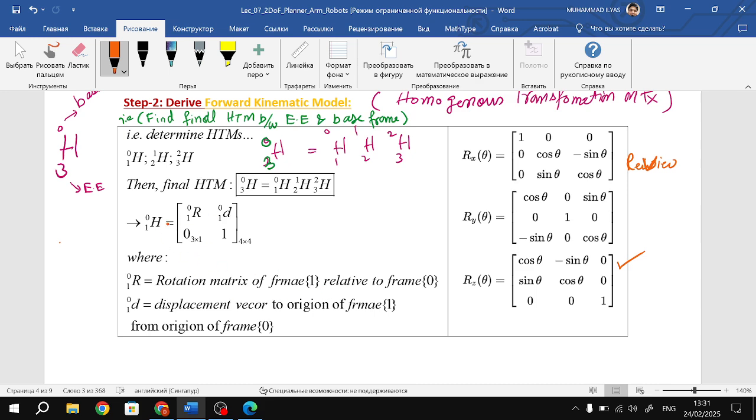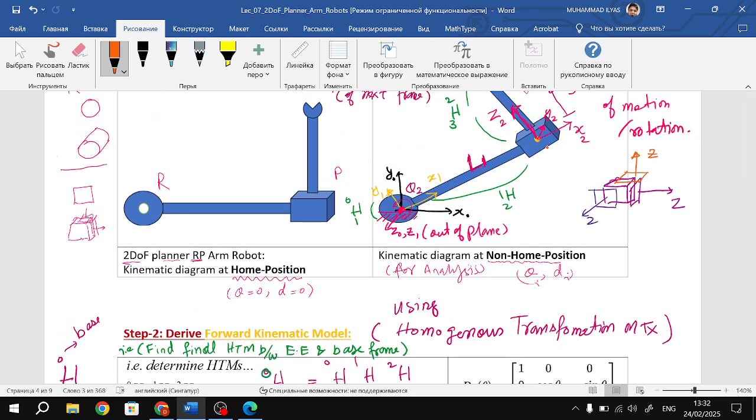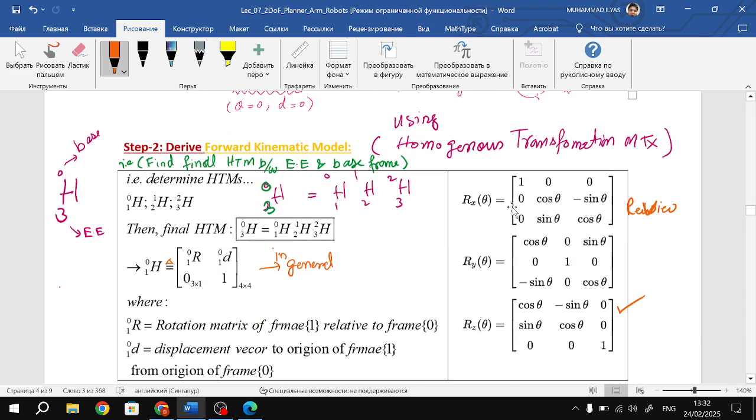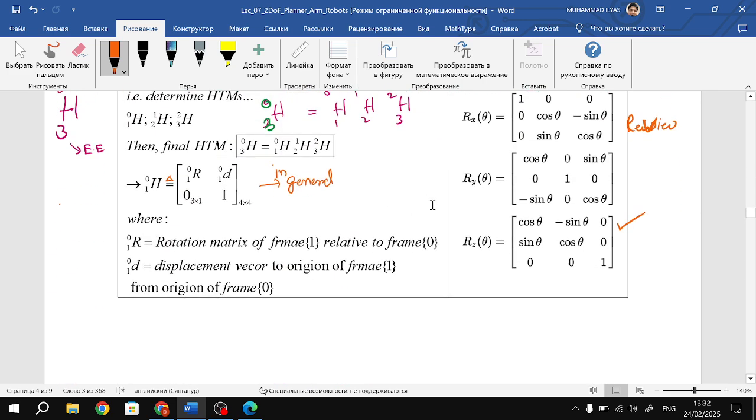So what is the definition of our HTM? Let us say we find HTM 1 to 0. It has the rotation matrix 1 to 0, it has the displacement vector 1 to 0, and then we have 3 zeros over here, and then the last entry 1. This is the general notation. So what about a prismatic joint? Yes, we don't have any rotation there, and we'll do it. The prismatic joint is related with the HTM between 2 to 1, or maybe 3 to 2. We will see it one by one. So first, we go from 1 to 0.